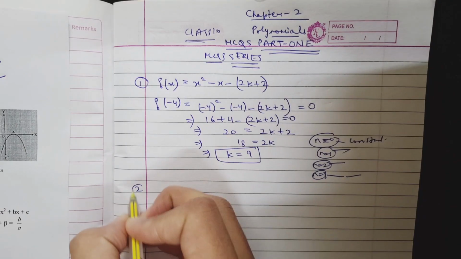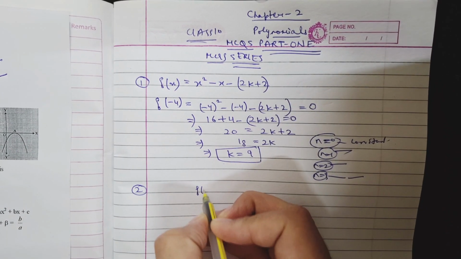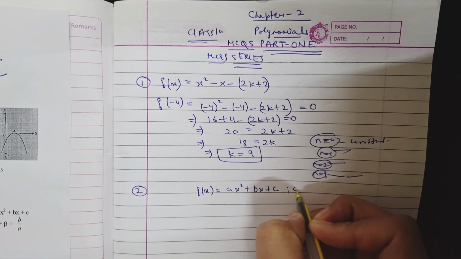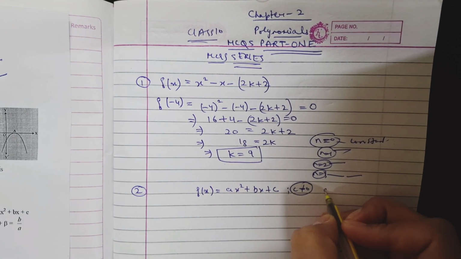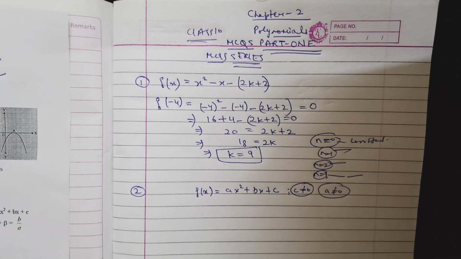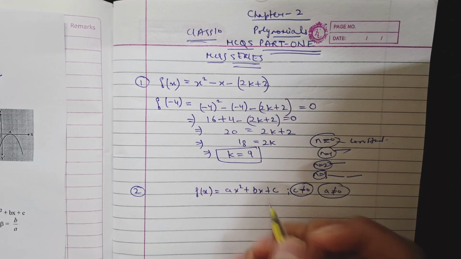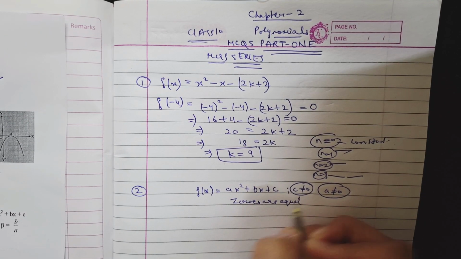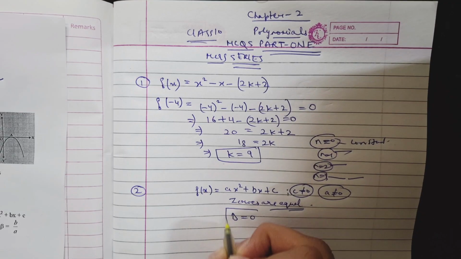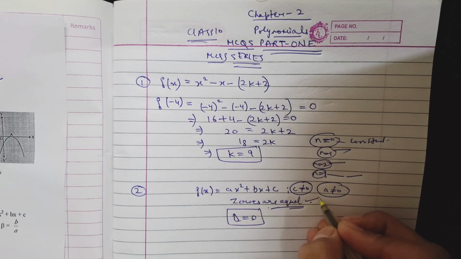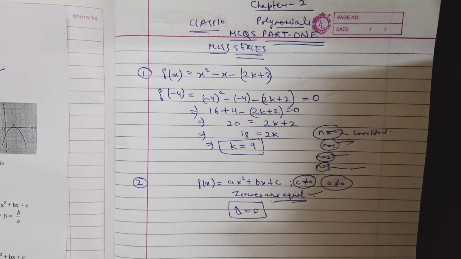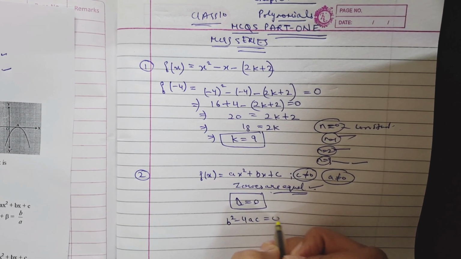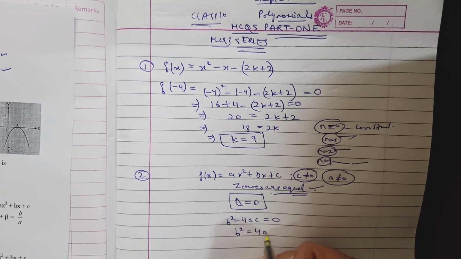Second question. Your polynomial is a general polynomial, ax square plus bx plus c. Here c is not equal to 0, and we all know that a is also not equal to 0 because it is a quadratic polynomial, and its zeros are equal. So the discriminant will be 0, only then zeros are equal, and vice versa. So what is the discriminant value? b square minus 4ac equals 0. Here we get b square equals 4ac.